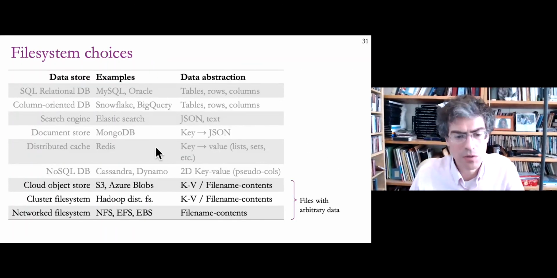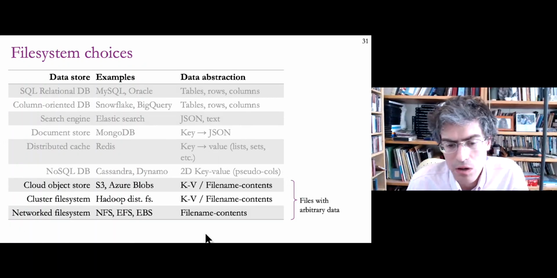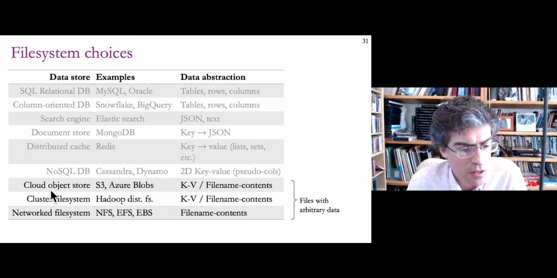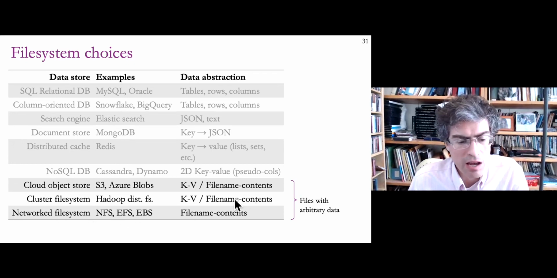Okay, so we covered all these ones that are grayed out on the top. What's left to talk about now are the file systems. Okay, several different kinds of file systems. I've grouped them into cloud object stores, clustered file systems, and network file systems. All of these, of course, have file names and file contents as the data abstraction.